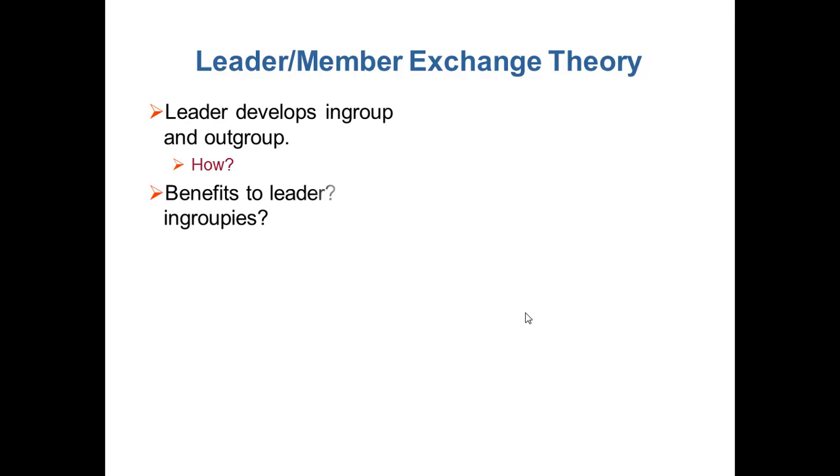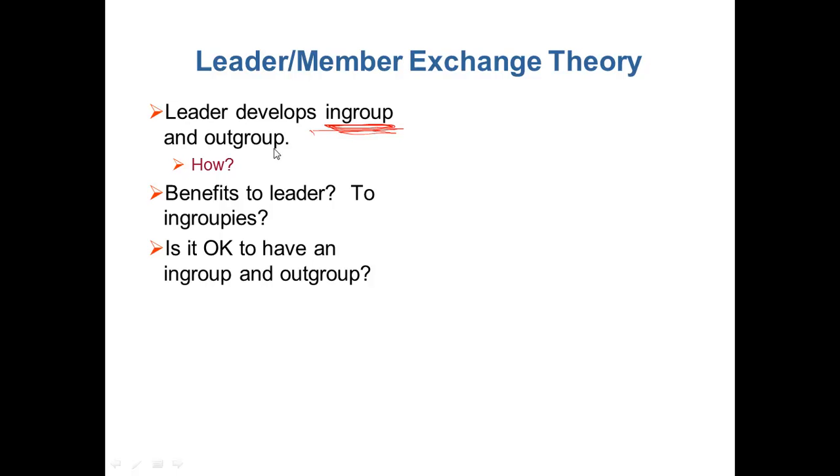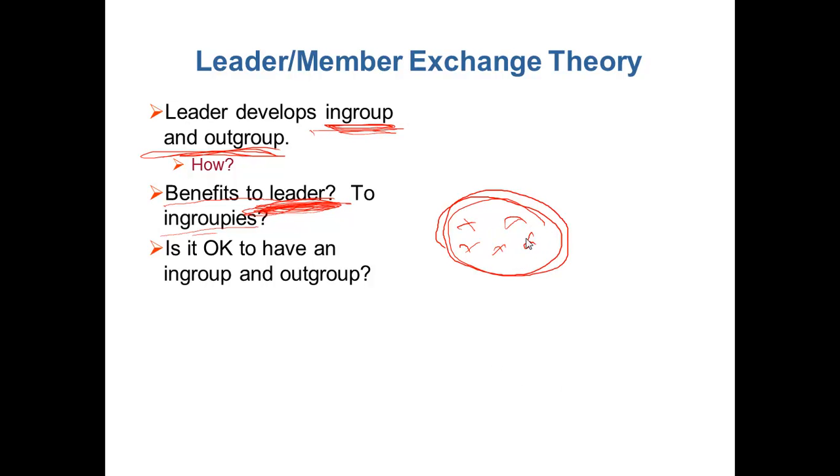All right, leader-member exchange theory of leadership says that a leader develops an in-group and an out-group as a result of time and exchanges. How does that develop? Well, maybe it's partly due to the benefits to the leaders and the in-group people. There's always a lot of work to be done, and a leader needs some trusted people to get that done. Maybe there aren't enough trusted folks, so the leader develops an inner circle of people, or in-group, that he or she can trust to get the job done.